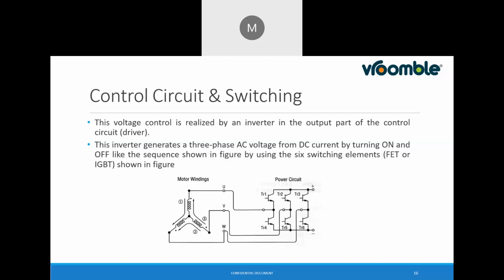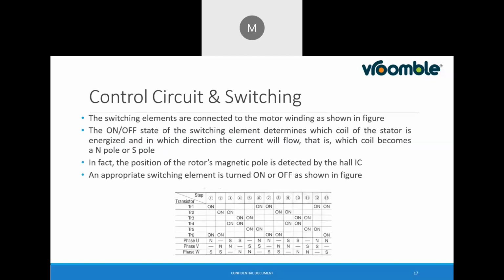Now, what actually happens in the power circuit? We can see this diagram, I'll explain. The switching elements are connected to the motor winding as shown. The on-off state of the switching elements determines which coil of the stator is energized, in which direction the current will flow, and which coil becomes the north or the south pole, right? If you have seen yesterday's video, the north and south poles keep changing to rotate the motor because there will be a flux between the coils and the magnets.